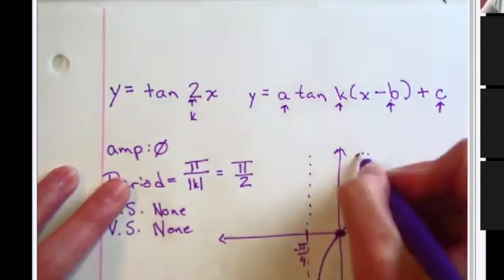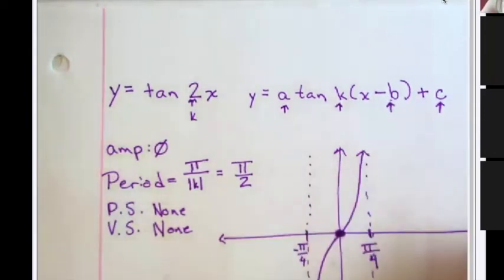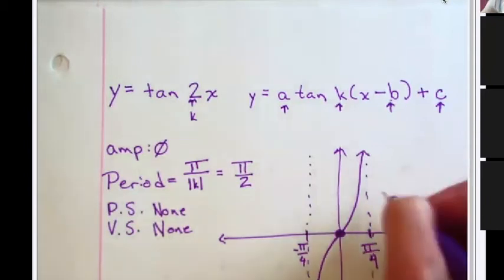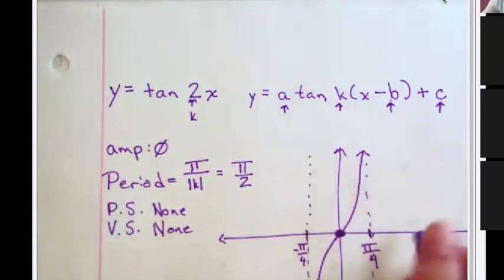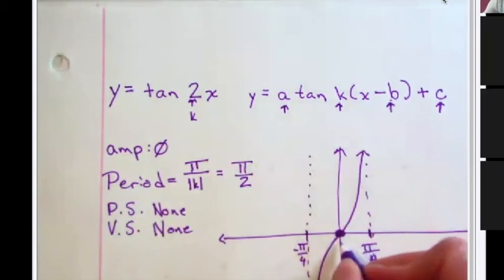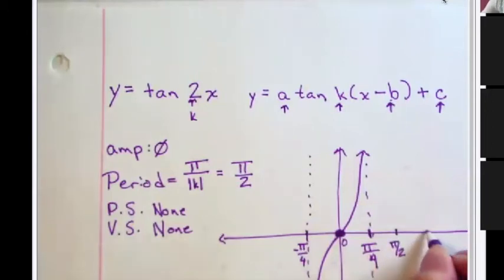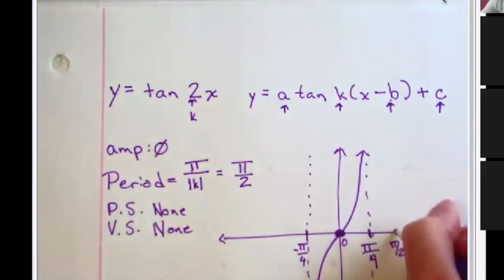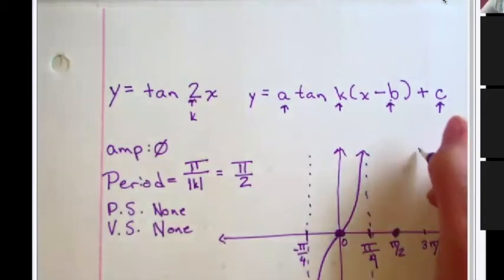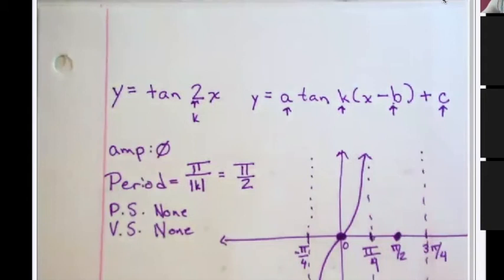Now, generally, as long as you're able to graph one of your periods of the graph, then it's fine. I usually like to do another one in this direction. So if we're counting by 1/4, this one's going to be pi over 2. This one's going to be 3 pi over 4. So this is where my intersection is going to be. And this is where my absolute value is going to be.